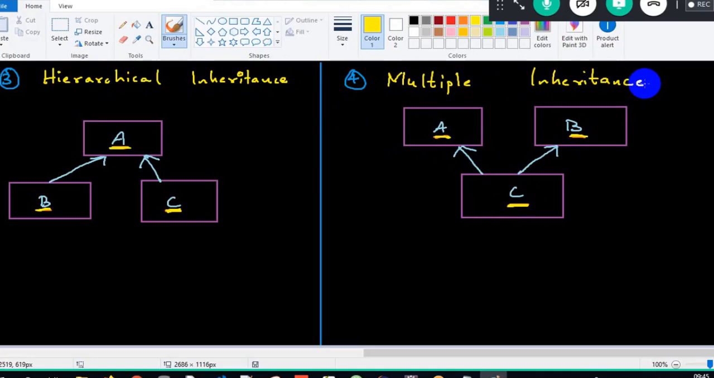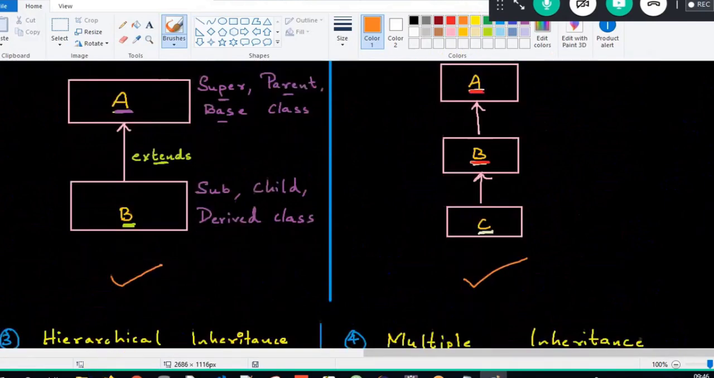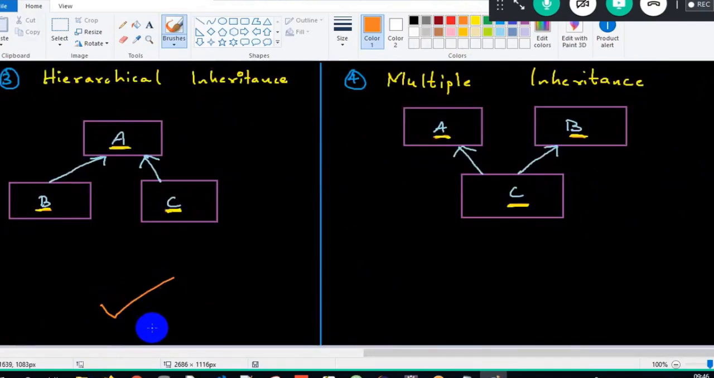Got it? So this is what we are supposed to understand with respect to Java here. In Java, only three types of inheritance are supported explicitly. Single level inheritance is supported, multi-level inheritance is supported, as well as hierarchical inheritance is also supported. But multiple inheritance is not supported. And what is the reason it does not support? We will understand later. Got the clarity here? Multiple inheritance is not supported in Java. And what is the reason? We will talk about it later.